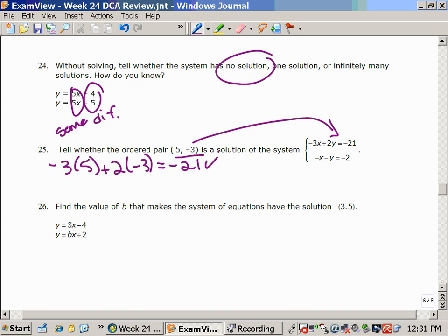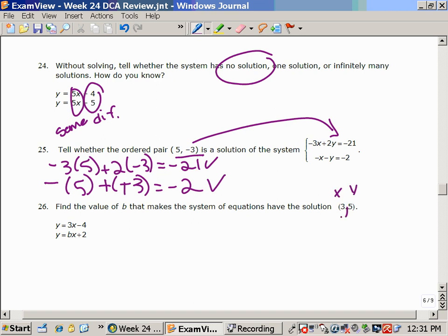Okay, look at the second one. I need to plug it in. Negative the x value minus the y value is supposed to equal negative 2. I can change my signs here, and negative 5 plus 3 is negative 2, so I have shown that it is a solution. On number 26, I am given an x value and a y value.